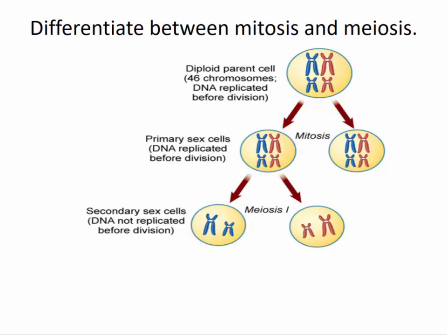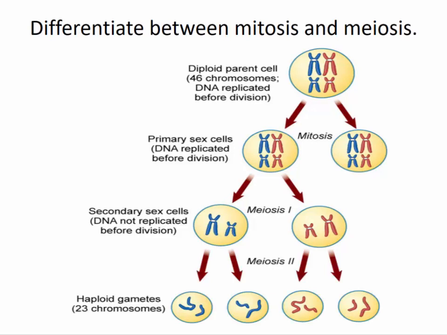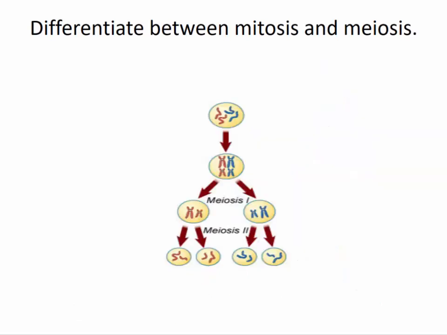This process is meiosis 1, and then each of those cells undergoes meiosis 2. In meiosis 2, the chromosomes align along the equator, and then the chromosomes are pulled apart, as in mitosis. We end up with haploid gametes, each with 23 chromosomes. Let's reduce the size of this image here.